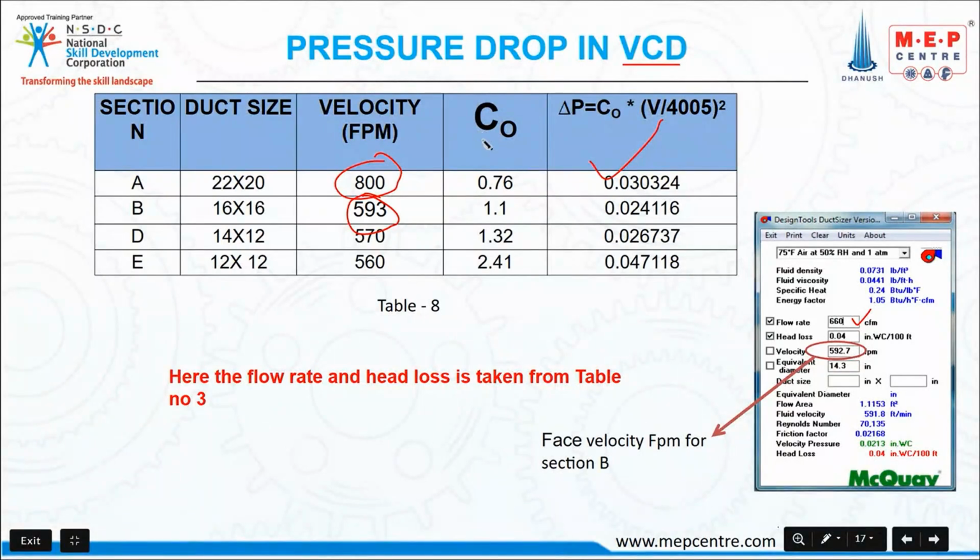So C naught value, from where are you getting the C naught value? You are getting the C naught value from the table I have given. Yes sir. Just now I gave one table. From the table you are getting the C naught value, right? So delta P equals C naught into V divided by 4005, whole square. So we have calculated all the values.